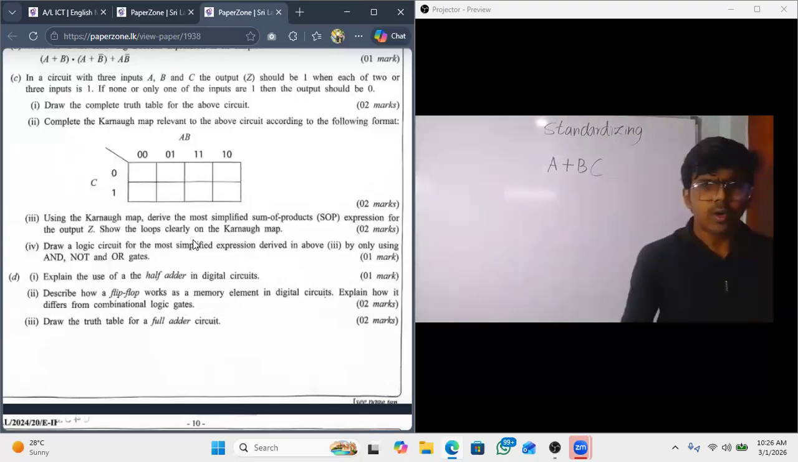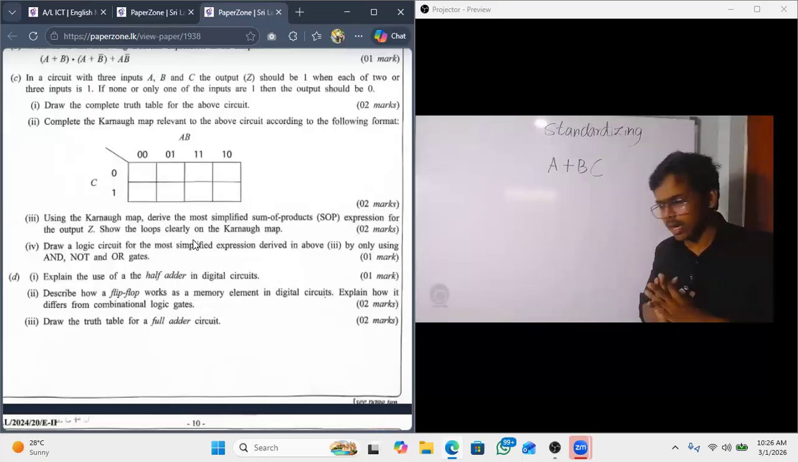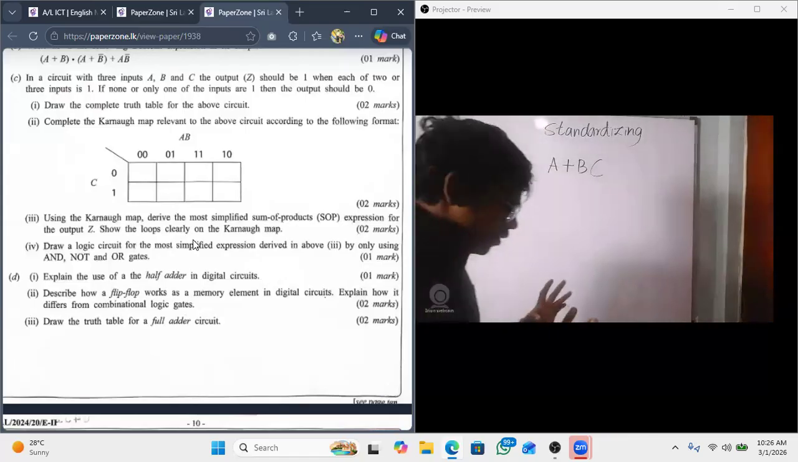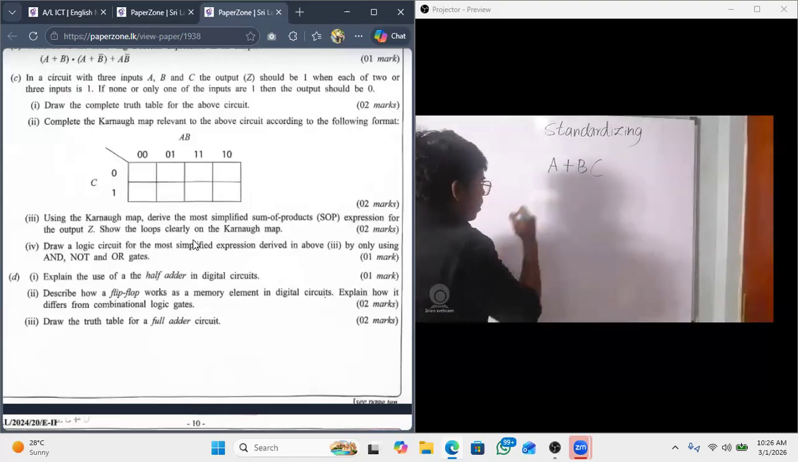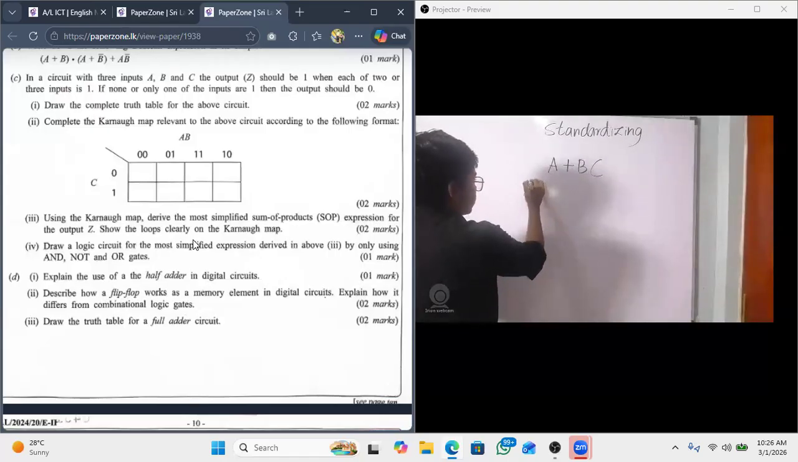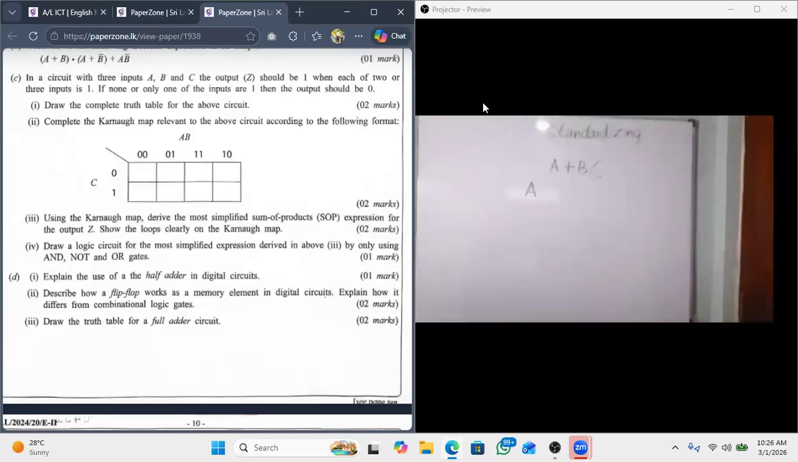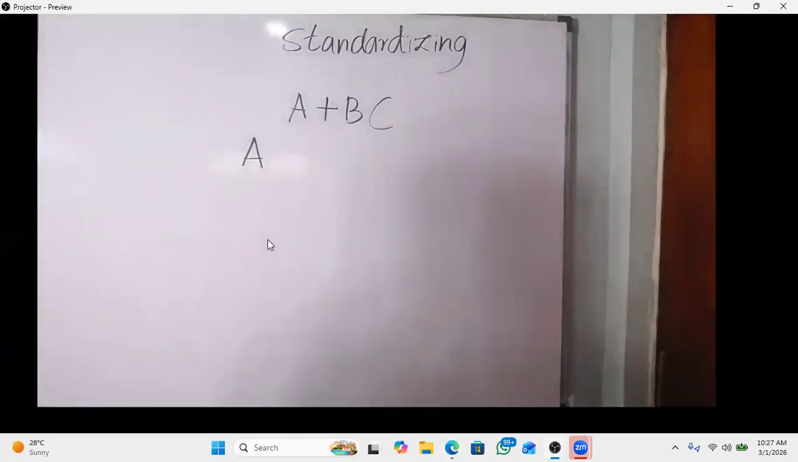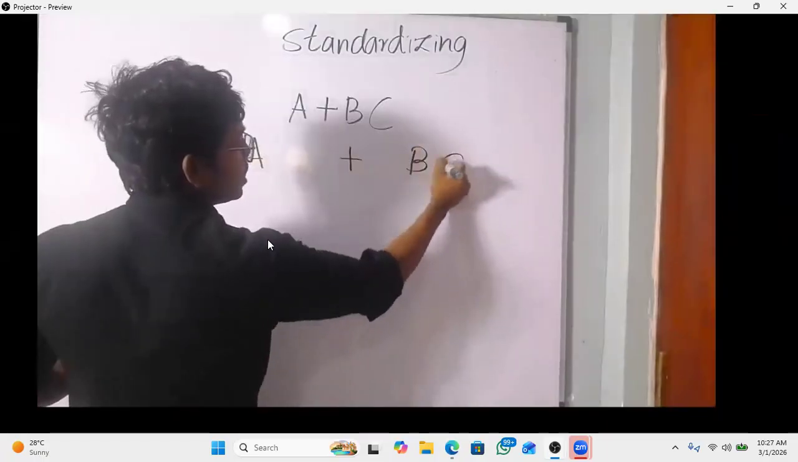Reverse. How should I do? Very simple. Look at the technique. After the technique, I will give you some questions. You have to try it on your own. First, listen carefully. This is how you should do. You have A plus BC. I will write with space. Wait, I will close this one and make it bigger. A plus BC.